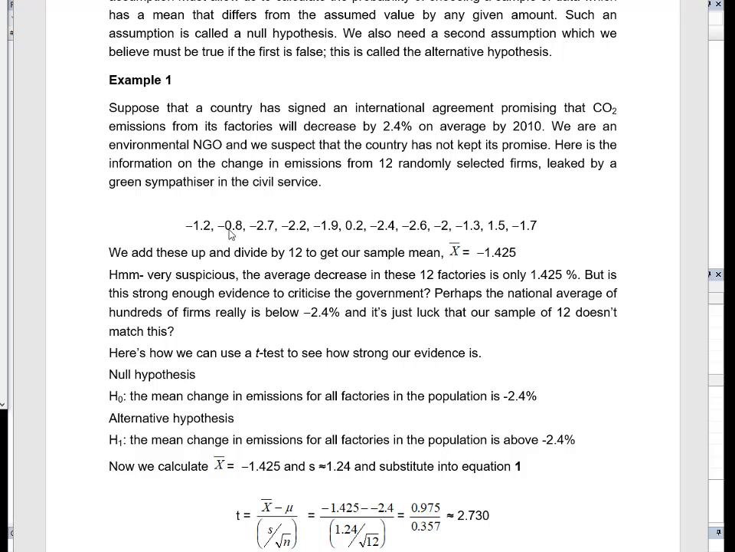So we've got this data from 12 randomly selected firms, and the mean of those is negative 1.425. So the decrease in these factors is 1.425, but the government is claiming it's going to be this 2.4 decrease. So if you publicise this and criticise the government to say, look, we've shown you have not kept your promise, their defence is just to say, well, it's just bad luck. You happen to choose these ones which didn't meet the target. But in honesty, in the whole country, the population average is down below this. So what you can test is how likely is that.